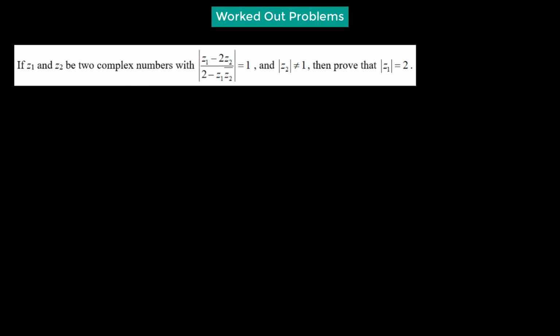So let us begin by starting with the given equation. We can rewrite it as the absolute value of z1 minus 2z2 divided by the absolute value of 2 minus z1 times the conjugate of z2. So here we are using the property that given two complex numbers z1 and z2.